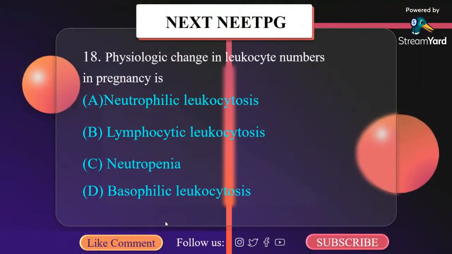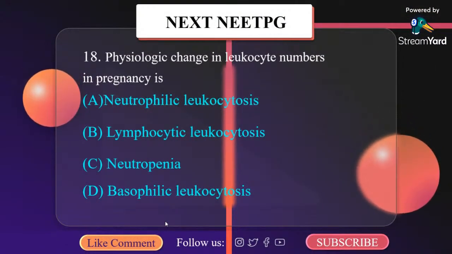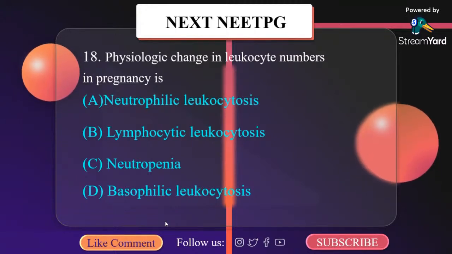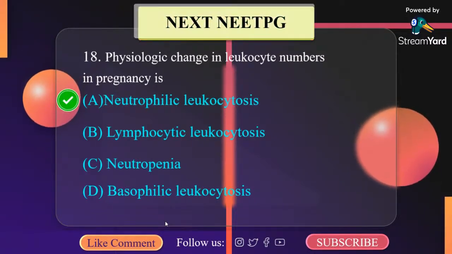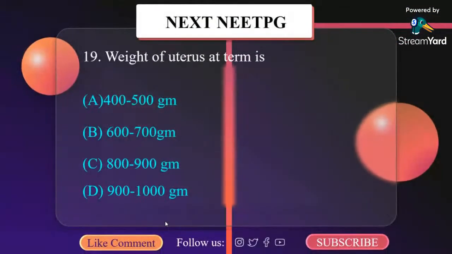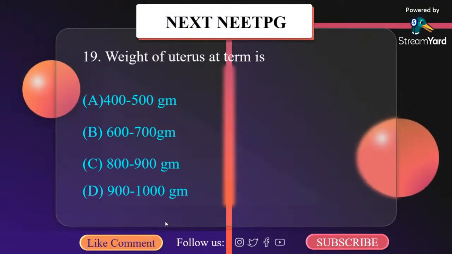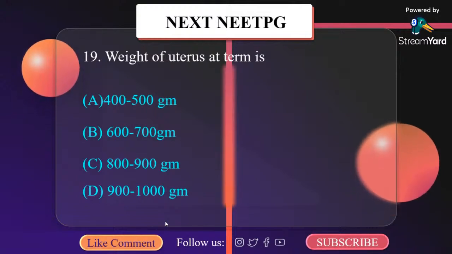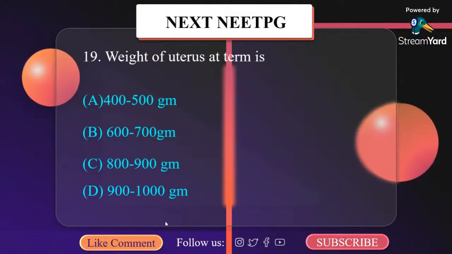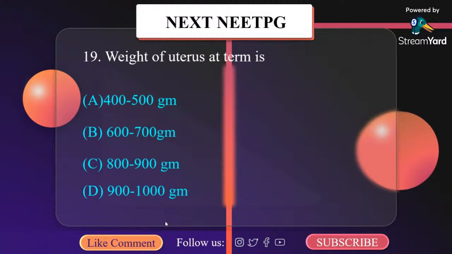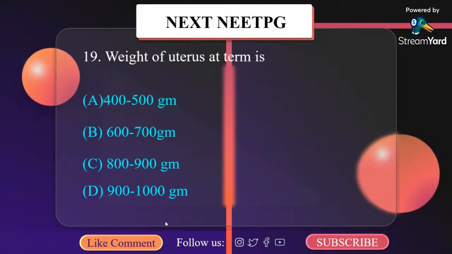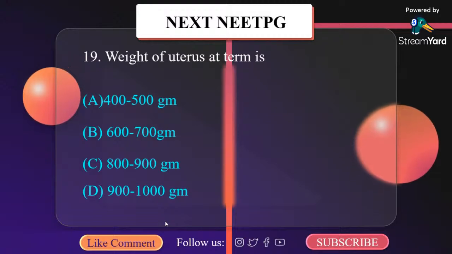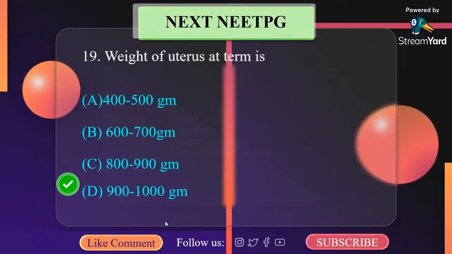Physiologic change in leukocyte number in pregnancy is A. Neutrophilic leukocytosis, B. Lymphocytic leukocytosis, C. Neutropenia, D. Basophilic leukocytosis. It is neutrophilic leukocytosis. Weight of uterus at term is A. 400 to 500 gram, B. 600 to 700 gram, C. 800 to 900 gram, D. 900 to 1000. It is 900 to 1000.